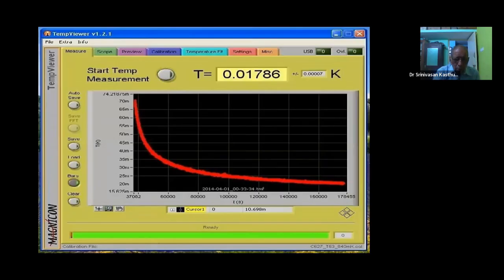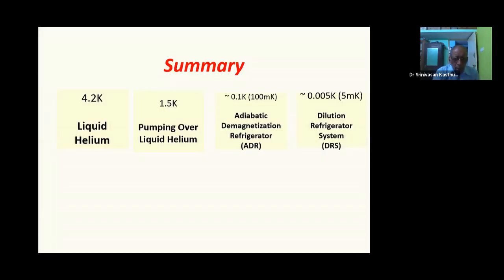So this is all that I have to say. We'll now summarize whatever we have discussed. For example, with liquid helium, you are able to reach a temperature of about 4.2 Kelvin, and there are standard thermometers available for measurement of this temperature, like for example, silicon diode, and special types of thermocouples that are possible to use up to the temperature of 4.2 Kelvin.